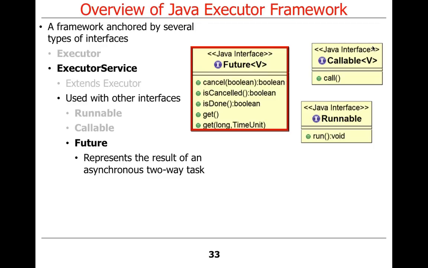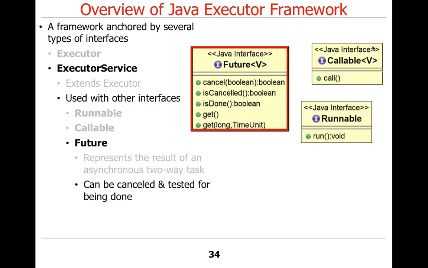If you call get on a future before it's able to actually have the result done, get will block. You can use this version of get to block for a certain amount of time. You can also check to see whether or not the call is done, and you can also cancel the call and check to see whether it was canceled. So these are some status operations you can do on a future.